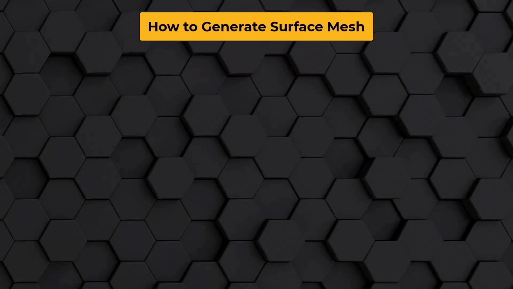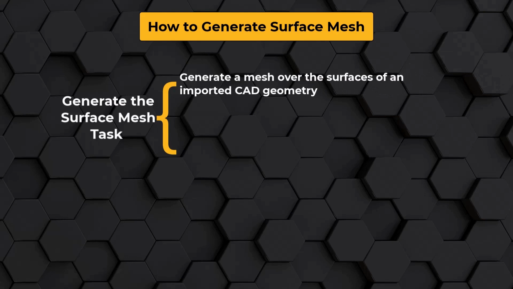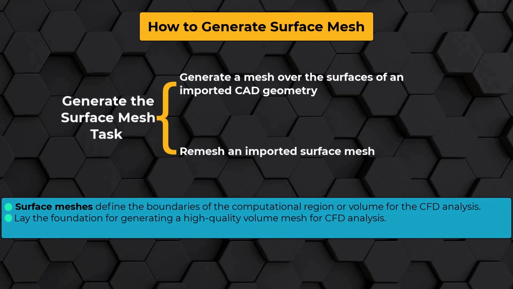Hello and welcome. The Generate the Surface Mesh task in the Ansys Fluent Meshing watertight geometry workflow is used to generate a mesh over the surfaces of an imported CAD geometry or remesh an imported surface mesh. Surface meshes define the boundaries of the computational region or volume for the CFD analysis and lay the foundation for generating a high-quality volume mesh for CFD analysis.